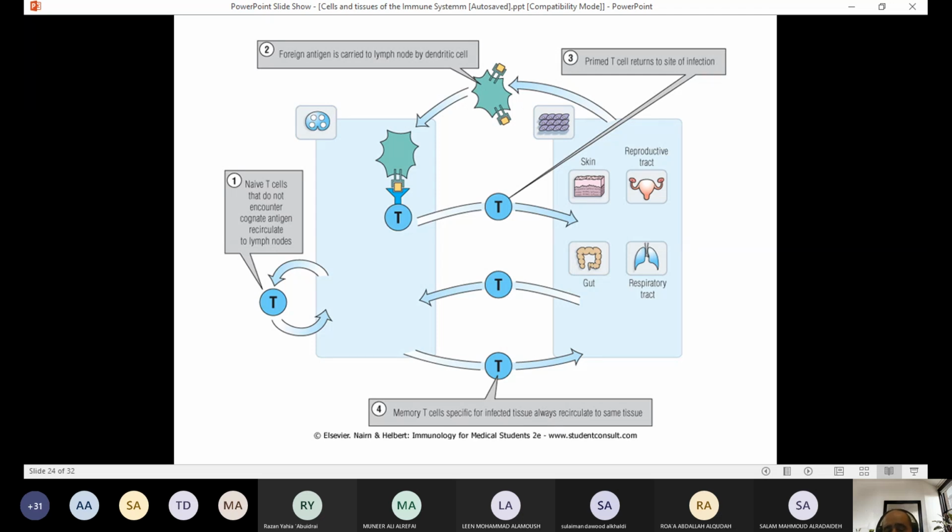When memory cells are activated, this time phase is so short. That's why we have to get vaccinated and get a booster dose, as we said about corona, so our immune system will be ready all the time. And those T cells that are stimulated will circulate in all different tissues of our body.